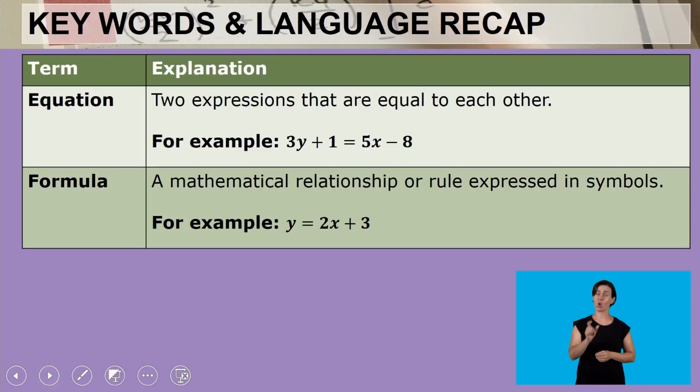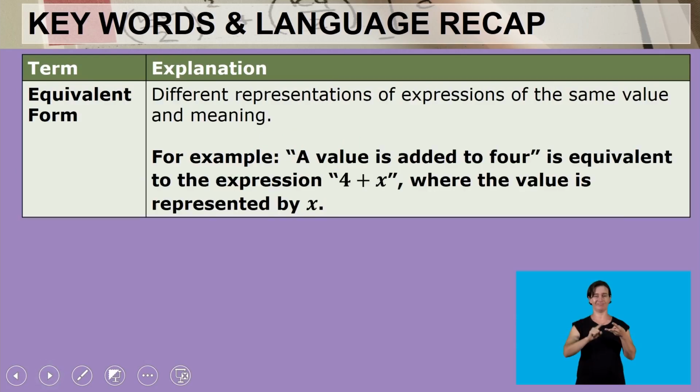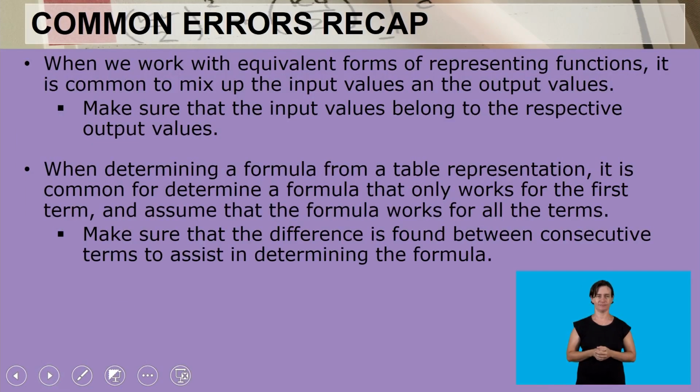Then looking at the keywords that we were using throughout our lesson, that was the equation, the formula, and the equivalent forms. Those are the words that we were busy with throughout this lesson. Let's now look at the common errors, or the things that you should keep in mind when you are working with functions and relationships.